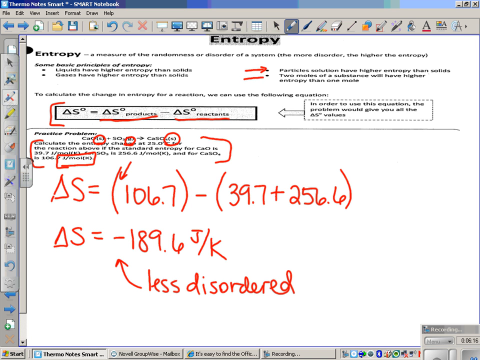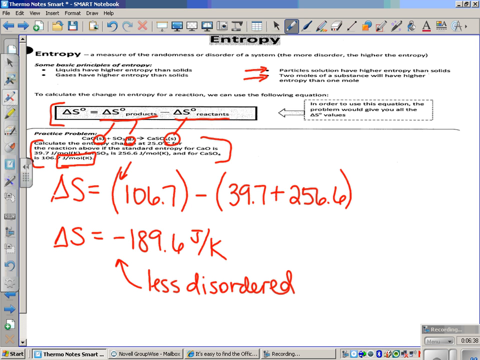Now, if you'll take a look up here, there are 2 more things. There are going to be instances where in your equation, right here where they tell you your phases, they might all be gases. Probably the only time you're going to see it is if they're all gases. So how do we tell entropy if the phase is the same? Because that's usually how we decide if something's becoming more disordered or less disordered.